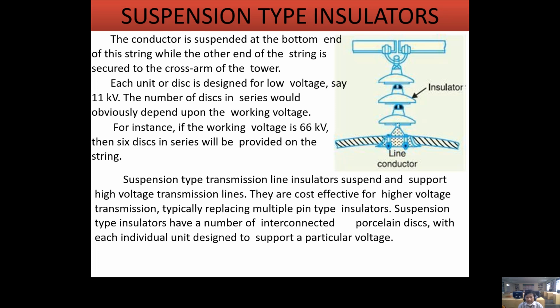The number of discs in series obviously depends upon the working voltage. Suppose for 66 kV, we are utilizing 6 discs. For 110 kV, we are utilizing some more discs. For 220 kV, we are utilizing some more discs. As the voltage rating increases, the number of discs also increases. Suspension type insulators have a number of interconnected porcelain discs, with each individual unit designed to support a particular high voltage.